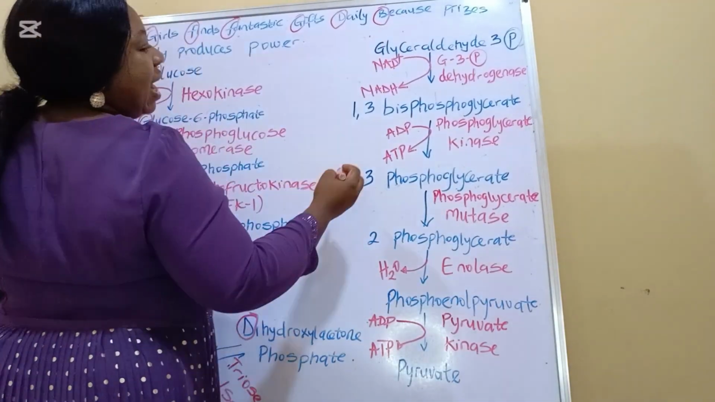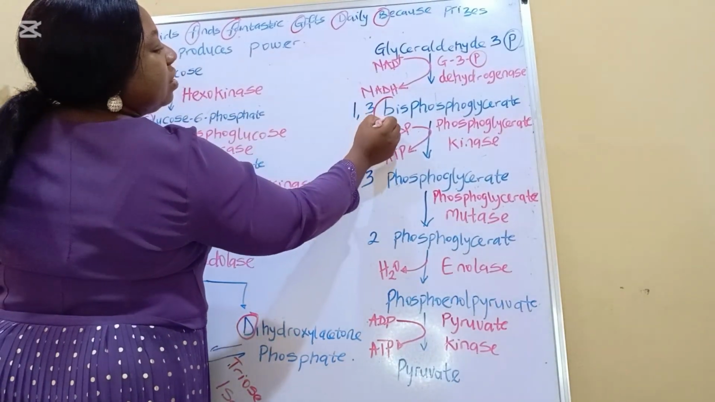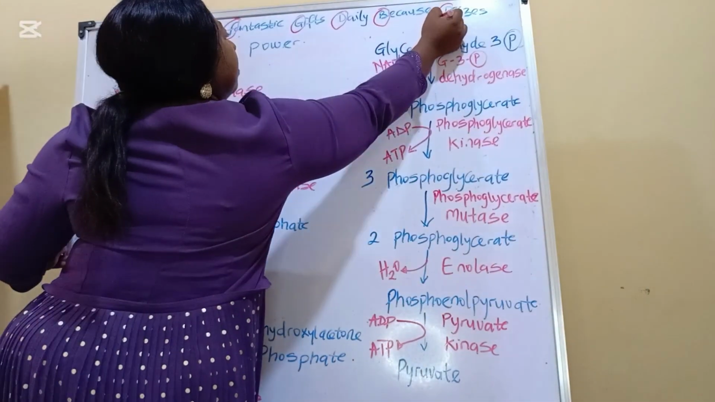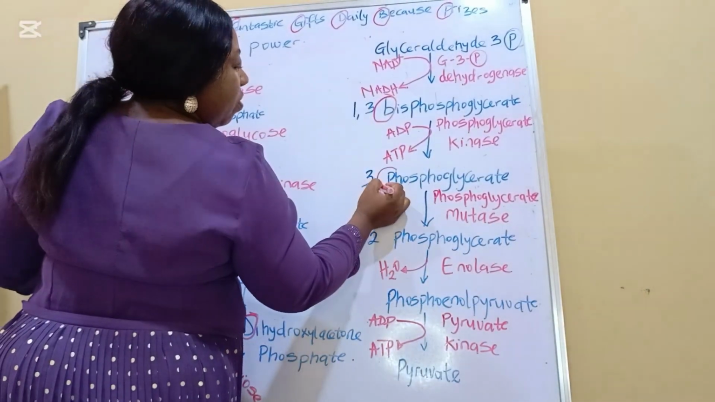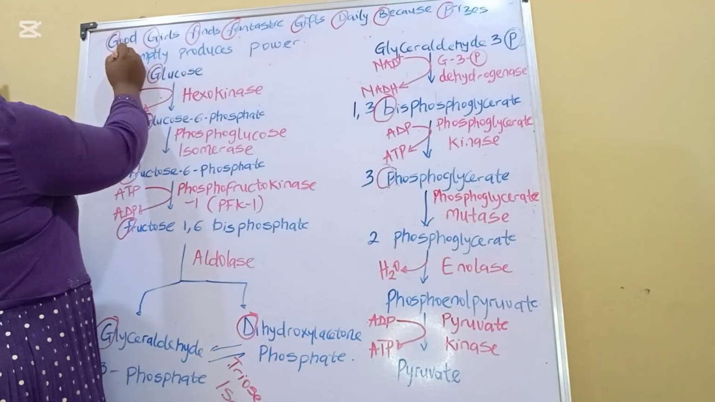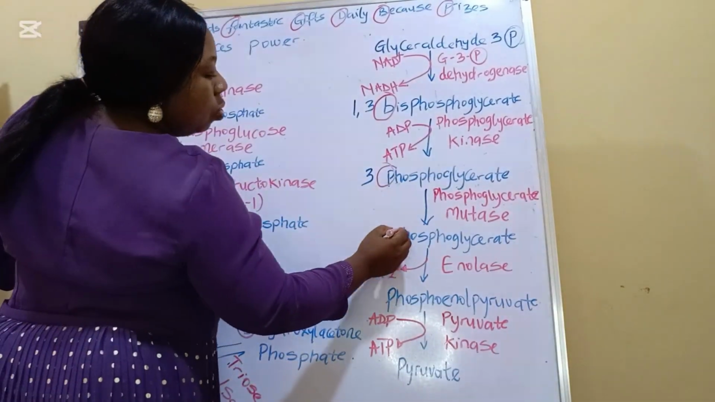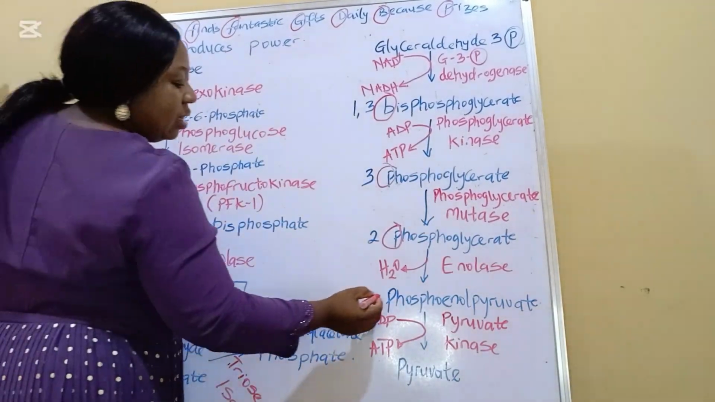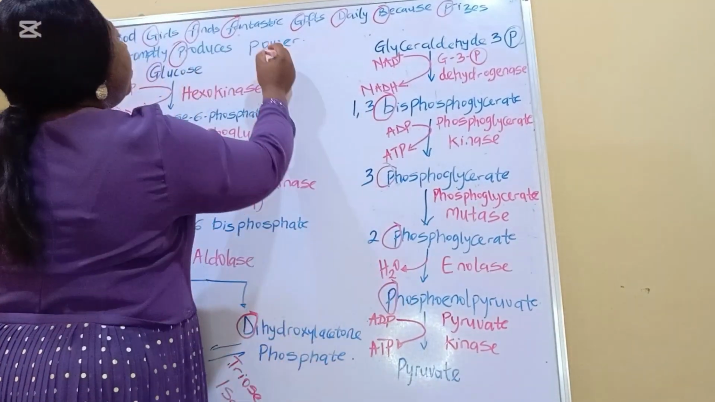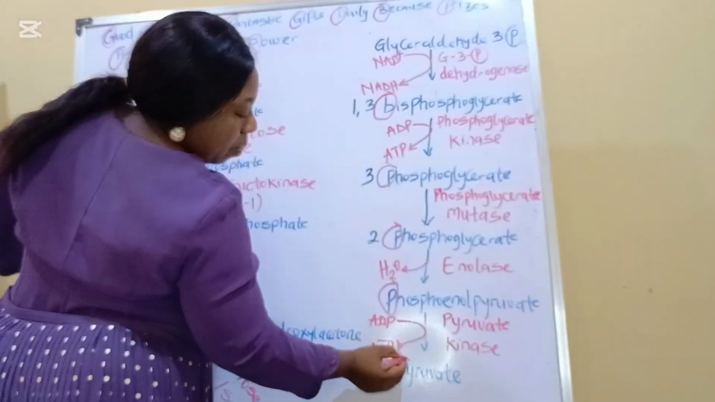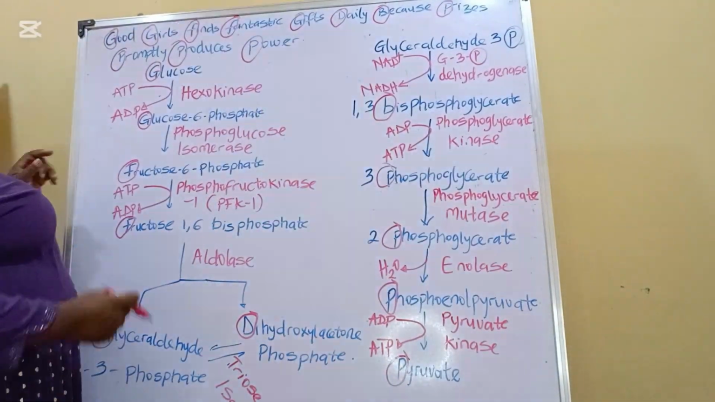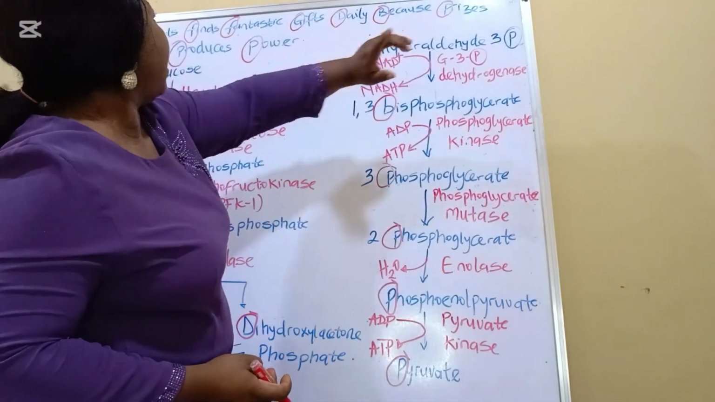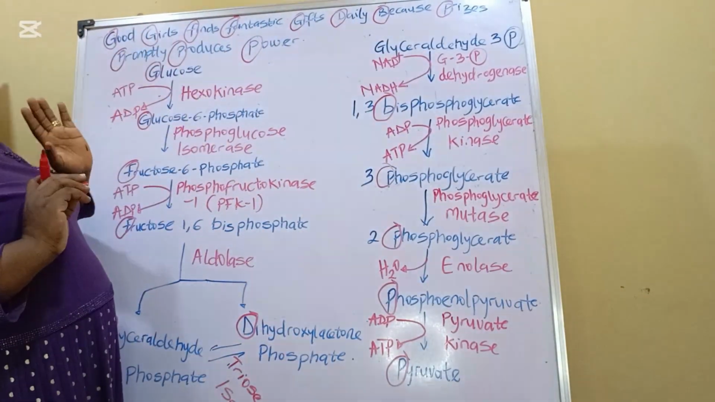Because, that is 1,3-bisphosphoglycerate. Prices, that is 3-phosphoglycerate. Promptly, that is 2-phosphoglycerate. Produces, that is phosphoenolpyruvate. Then power, that is pyruvate. So good girls find fantastic gifts daily because prices promptly produces power.